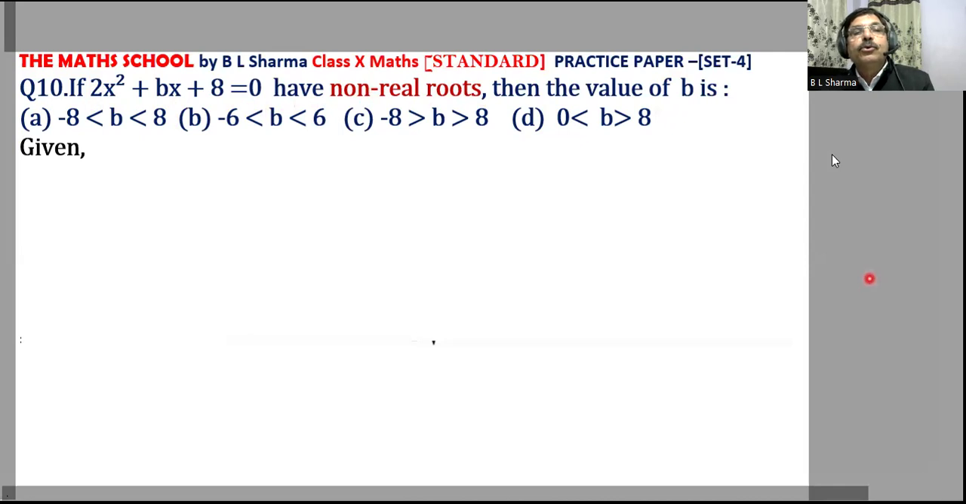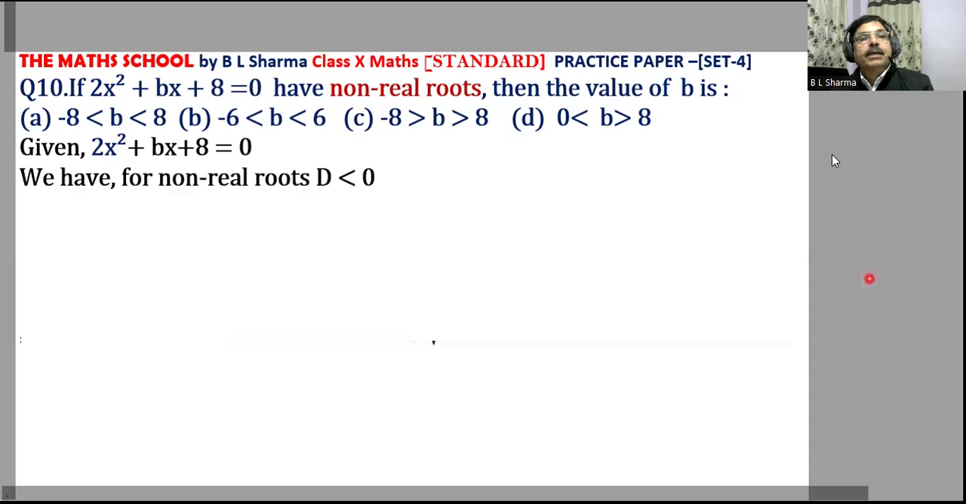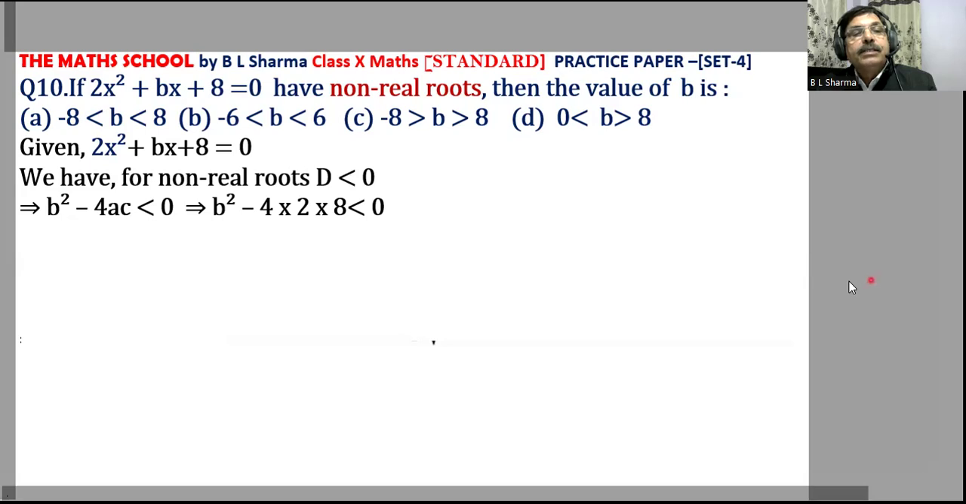First we write the condition for non-real roots. The quadratic equation is 2x square plus bx plus 8 equal to 0, and the condition for non-real roots is that the discriminant should be negative, means less than 0. Here the discriminant is b square minus 4ac, which should be less than 0. Putting a as 2, c as 8, b square minus 4ac is less than 0. On simplification, b square minus 64 should be less than 0. Factorize the left hand side, a square minus b square is a plus b, a minus b. So b plus 8 and b minus 8 should be less than 0.